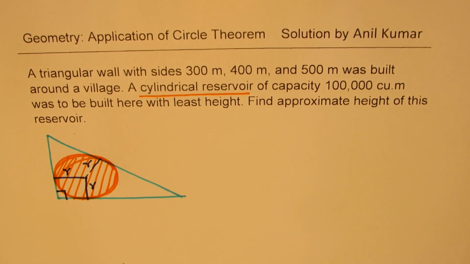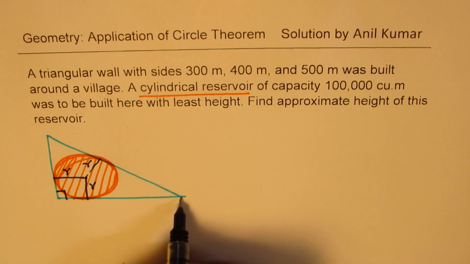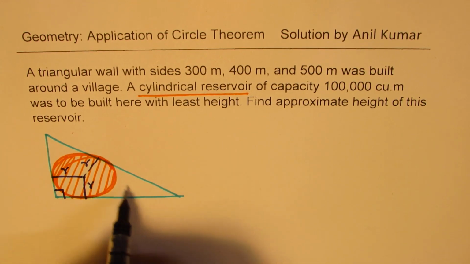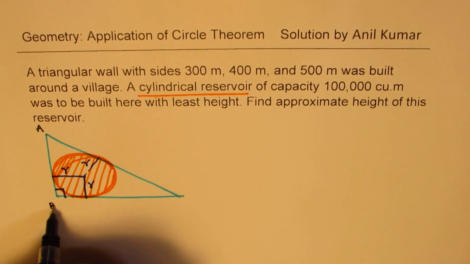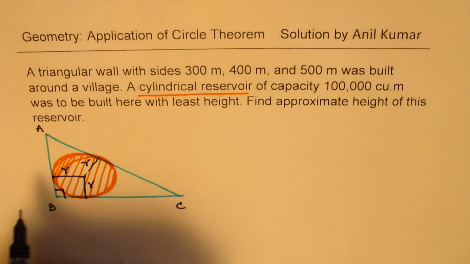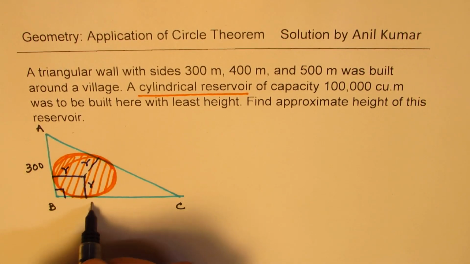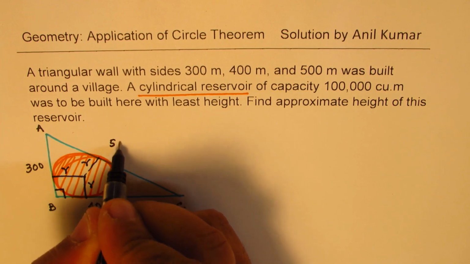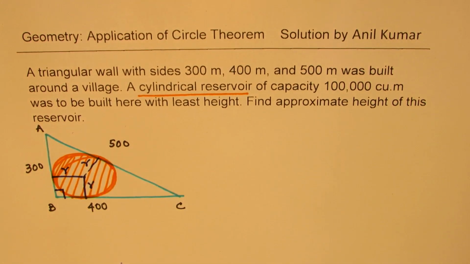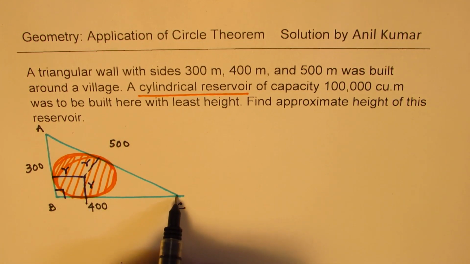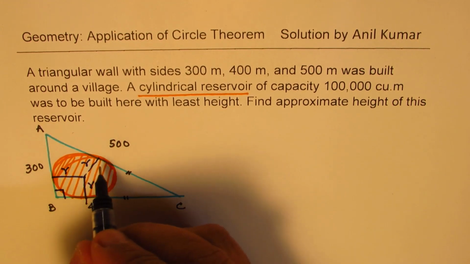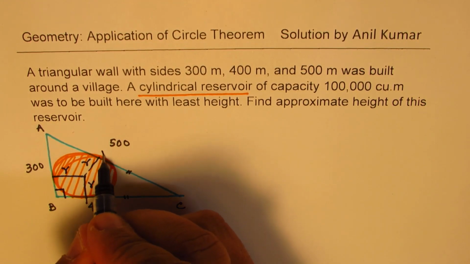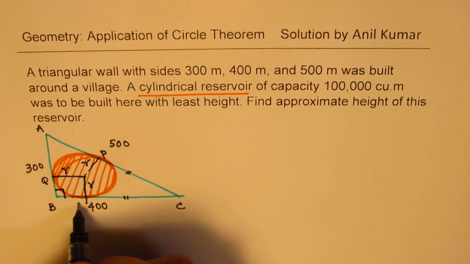Now what you notice here is that the vertices give you two tangents to this circle, right? So let's label this as A, B, and C, for example. Sides are 300, 400, 500, all in meters. Now, if this is R, how much is this distance? Now, this distance will be equal to that distance. You do get the idea. Let's call these points P, Q, and R, right?